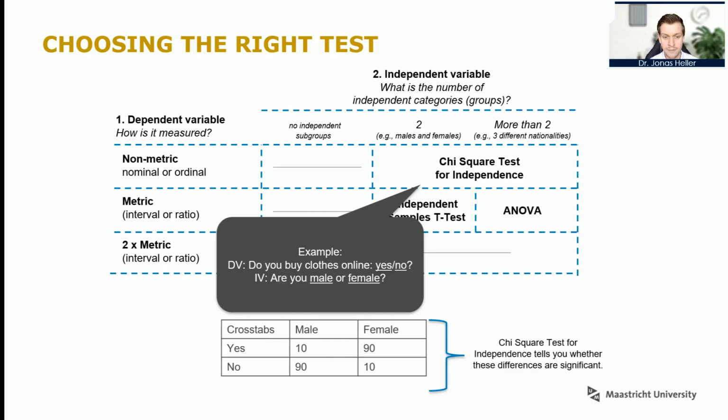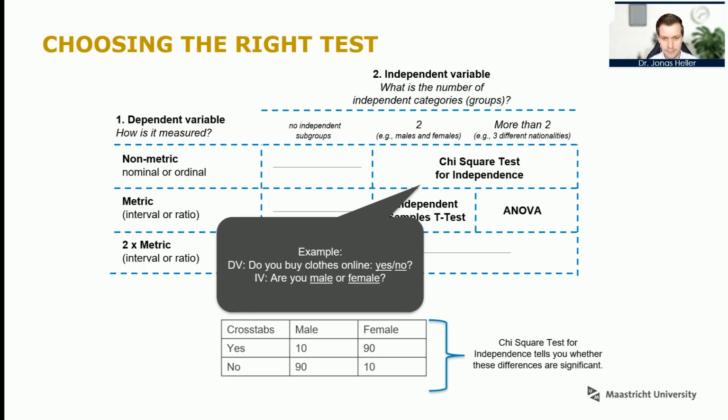You have the males and females, and you have this dependent variable that is also measured in a non-metric format, namely, do you buy clothes online, yes or no? Then you would use a chi-square test for independence. And the chi-square test for independence tells you whether there are different proportions than you would expect in this data set.